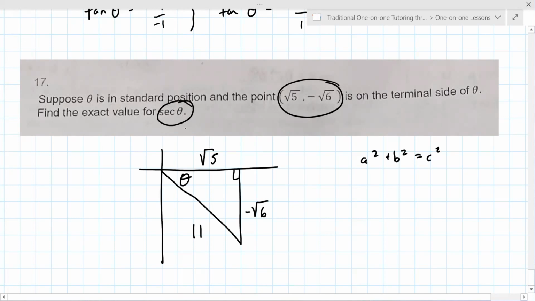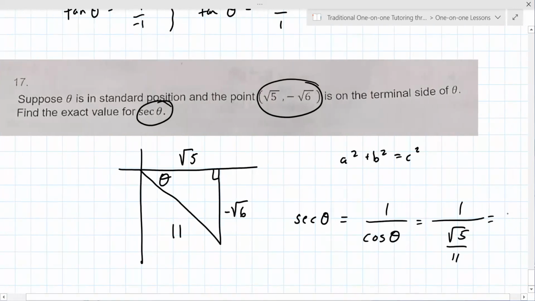They could ask you for anything here. They could ask you for sine, cosine, tangent, secant, cosecant, cotangent, whatever. But secant, okay, they want secant. That's 1 over cosine of theta. So you can either find cosine of theta and flip it, or just flip cosine, whatever you want to do here. Cosine of theta, though, is the adjacent over the hypotenuse. Okay, so then you flip this, it becomes 11 over the square root of 5. Okay, perfect. Yeah, that one makes more sense than the other one.